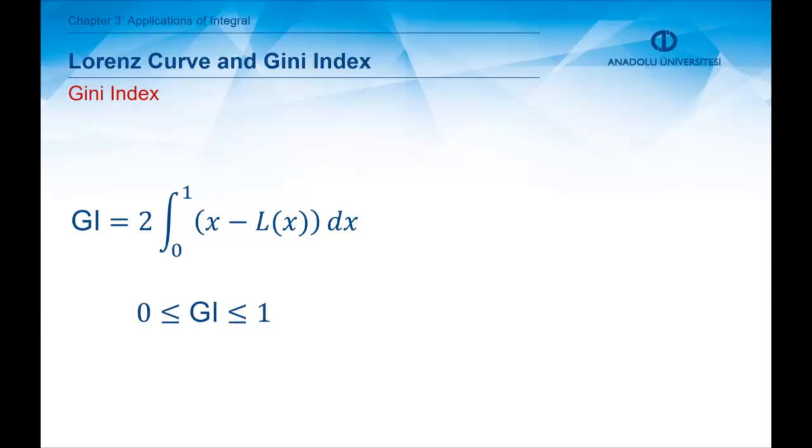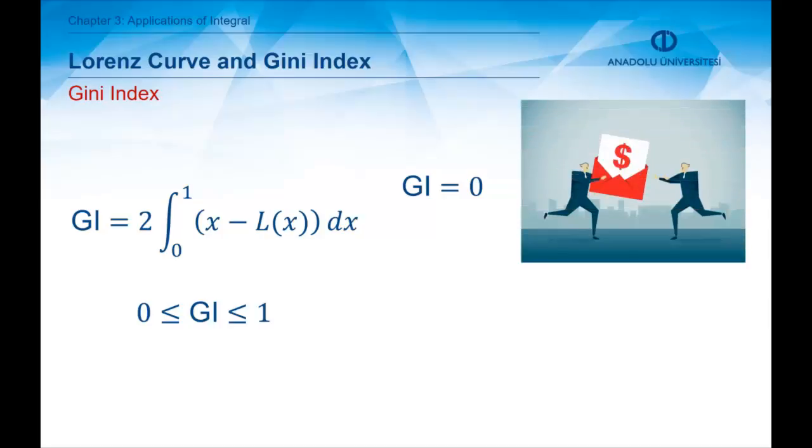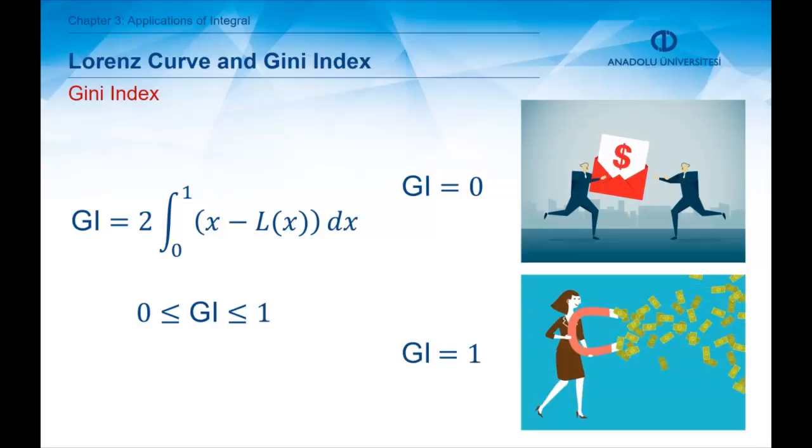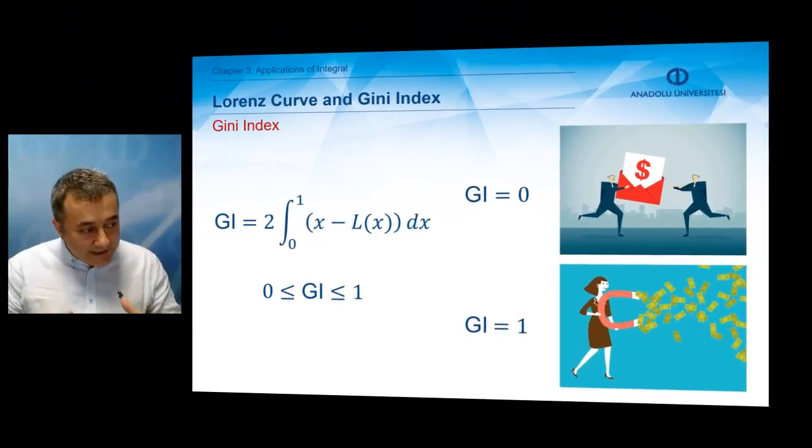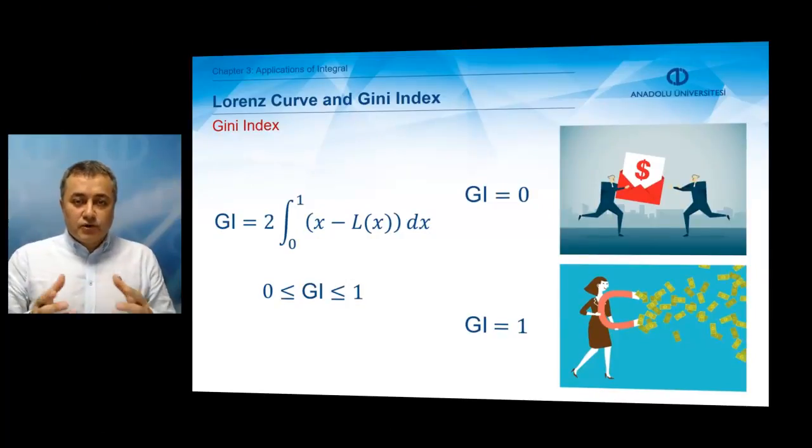So the Gini index changes from 0 to 1. Now, what does it mean that the Gini index is 0? It means that everybody has the same income, so everybody is sharing the total income of a country equally. If the Gini index is 1, it means that the total income of a country is received by a single person or by a single company, so to speak.